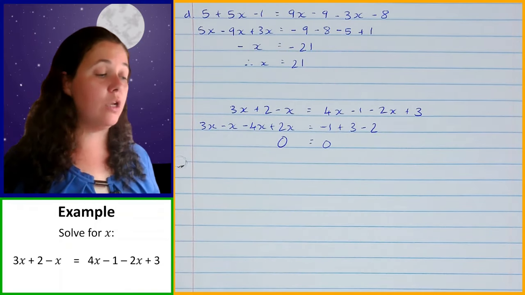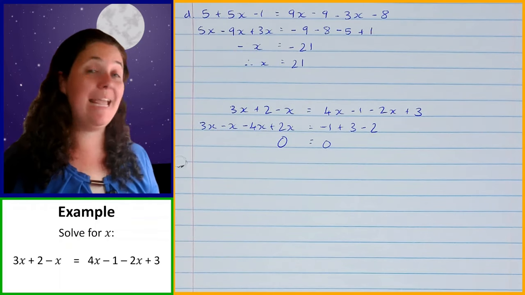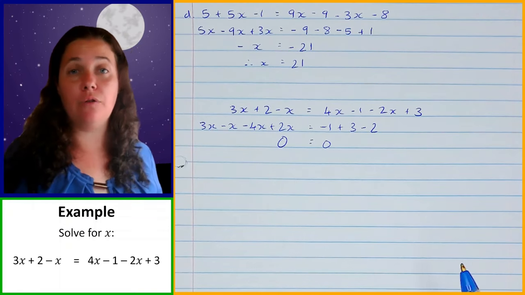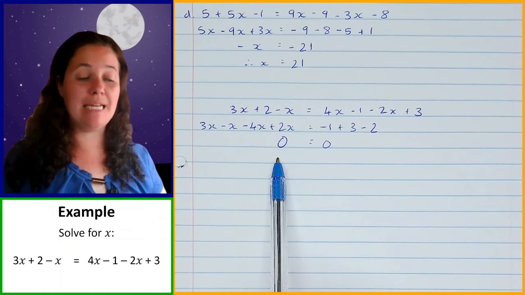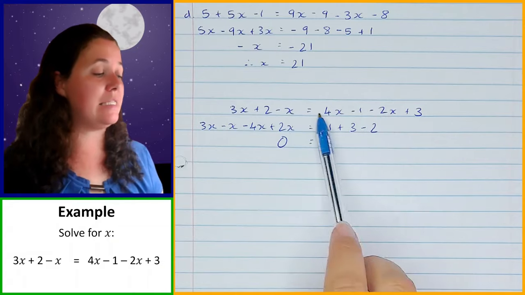Okay, now what this over here is telling me is that it doesn't matter what x is. X could be anything. And I would still end up with 0 equal to 0, which means it would still be true. This is what we call an identity. They are identical to each other. This is identical to that.